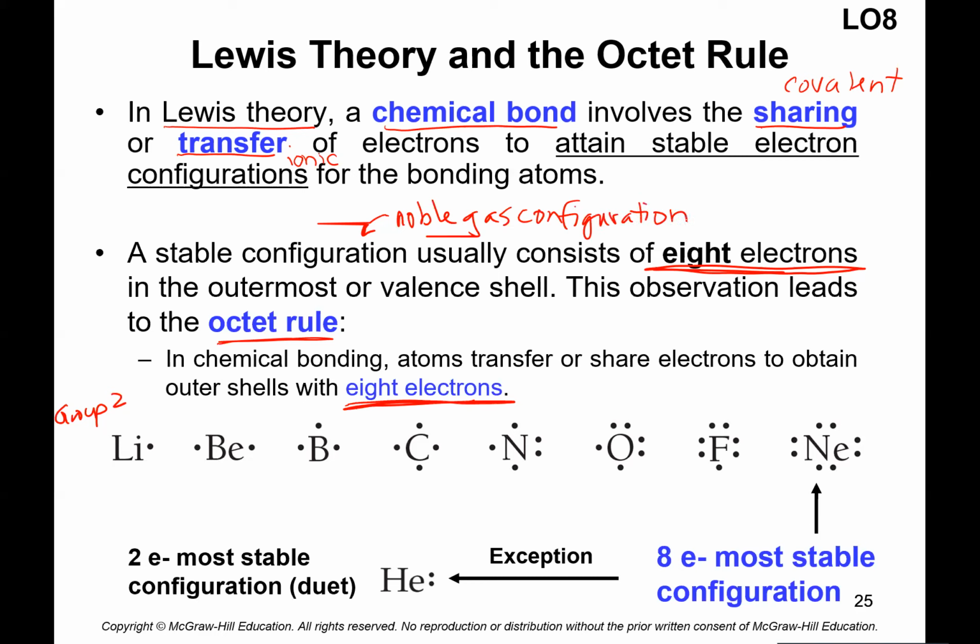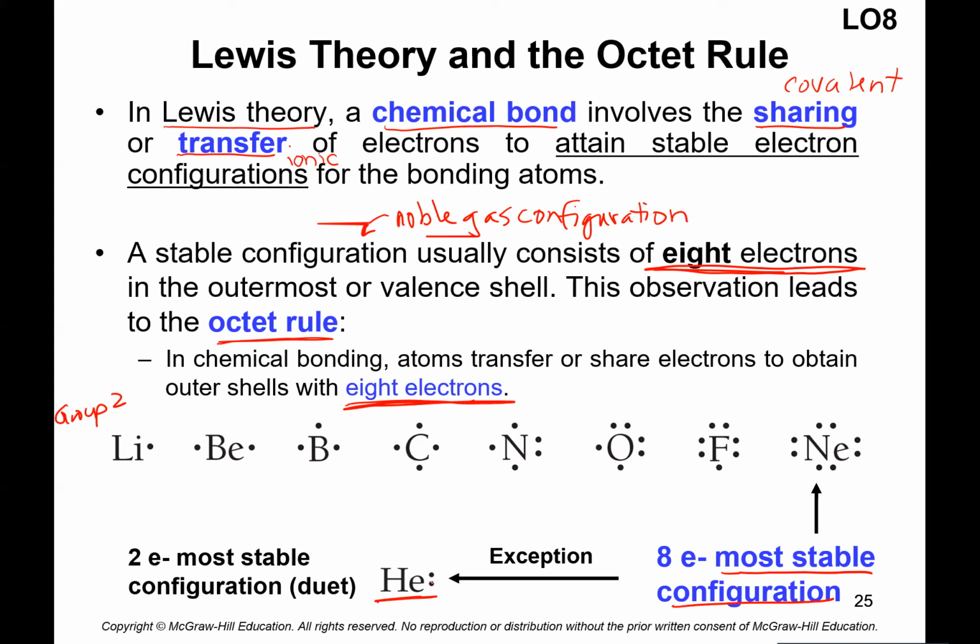Okay. So what you'll see here is that neon is a noble gas. It's a group 2 noble gas or a period 2 noble gas. Okay, and it has 8 dots around it, meaning it has 8 electrons. And this is what we refer to as the most stable configuration. So that means that when atoms are bonding, they're trying to achieve 8 electrons around themselves. There is an exception to this octet rule. The exception is helium. If you look on your periodic table, you'll see that helium is a noble gas, okay?